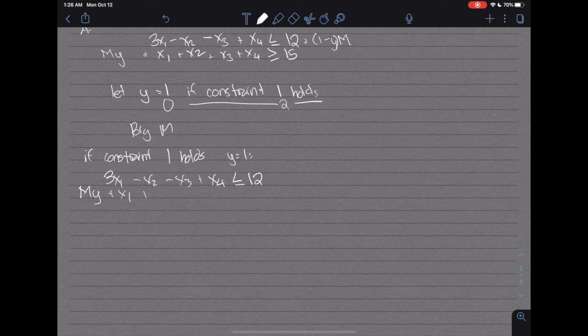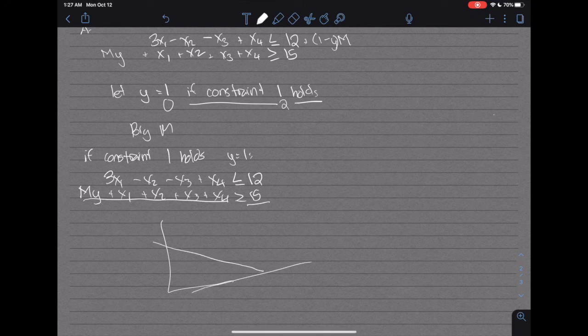While the second constraint becomes My plus x1 plus x2 plus x3 plus x4 is greater than or equal to 15, or simply a very big number is greater than or equal to 15. If we simplify this into a graph, that constraint will be somewhere way above your feasible region, and it becomes a redundant constraint. Therefore, this constraint does not hold. The second constraint will not hold, but you keep the first constraint.